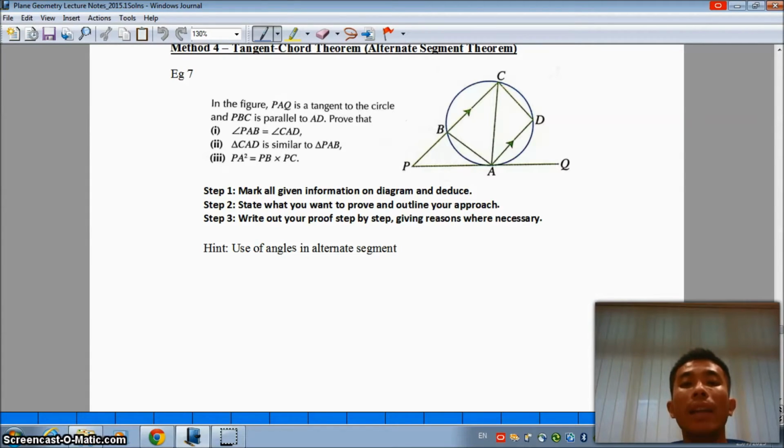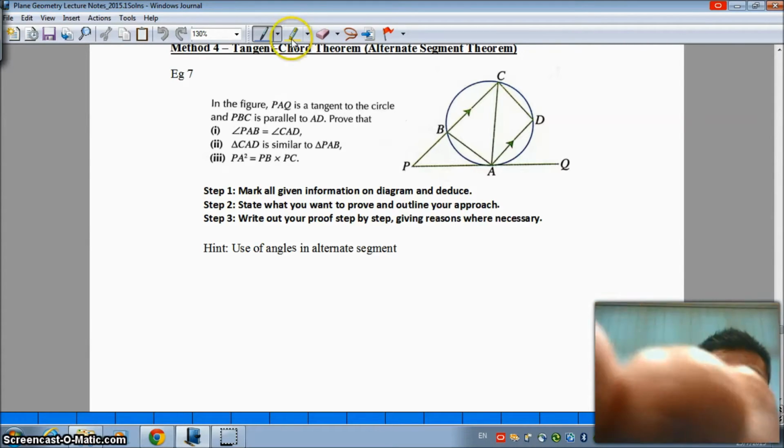Mark out any information that will be useful on the diagram before you begin. With that, please pause the video for 1 minute and do your necessary indication. Assuming you are done with your marking, I'm going to do mine now. For sure, PAQ is a tangent to the circle, and you can see two inscribed triangles.